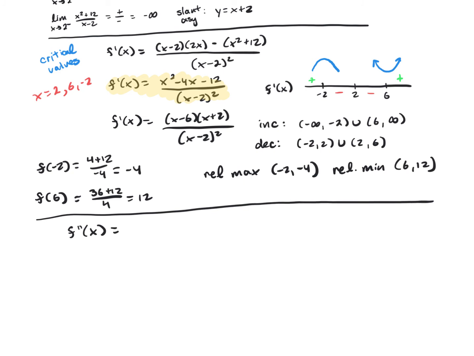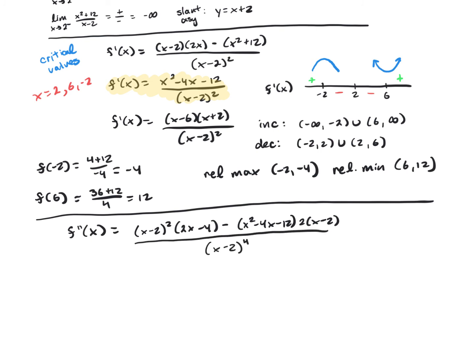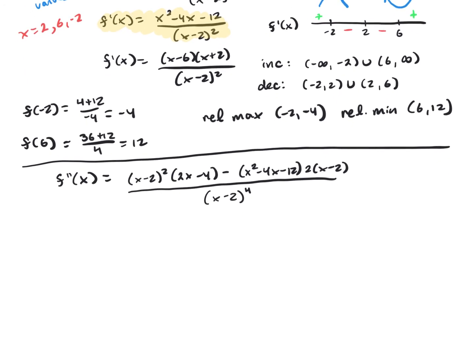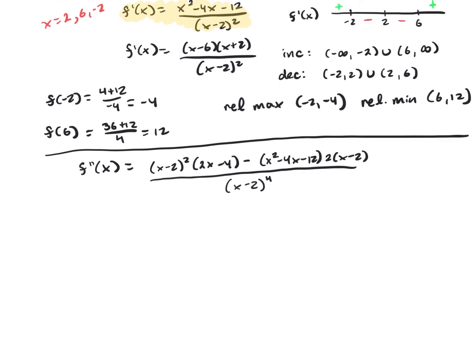So we do need to do quotient rule again. So we have low, d high, so 2x minus 4 minus high. So we have x squared minus 4x minus 12, and then d low. Remember, we do need to do chain rule here. So 2 times x minus 2 to the power of 1, and then the derivative of the inner part is just 1, and then divided by low, which actually will end up being x minus 2 to the power of 4. We can actually simplify out the factor of x minus 2, at least one factor.